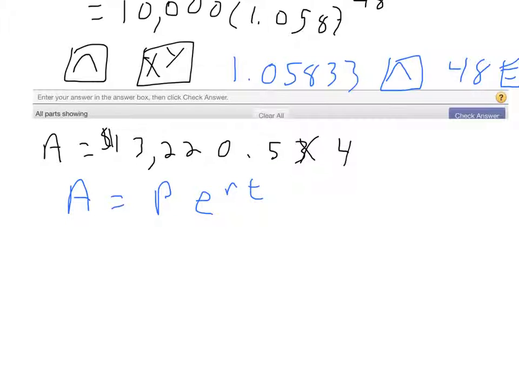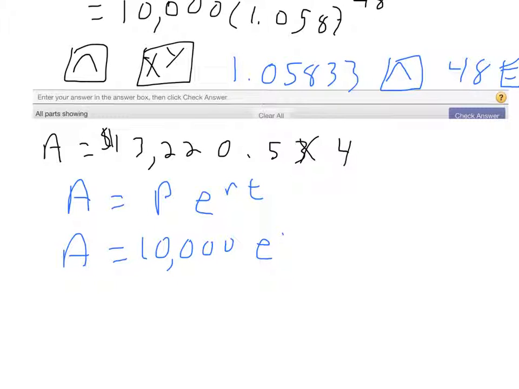Let's see here. P is the principal, 10,000. R is the interest rate, which is 7%. Time was 4. E is a number, and maybe you can find that on your calculator. I've got an E to the X button that I'll use here. So let me put this in. A equals 10,000 again.